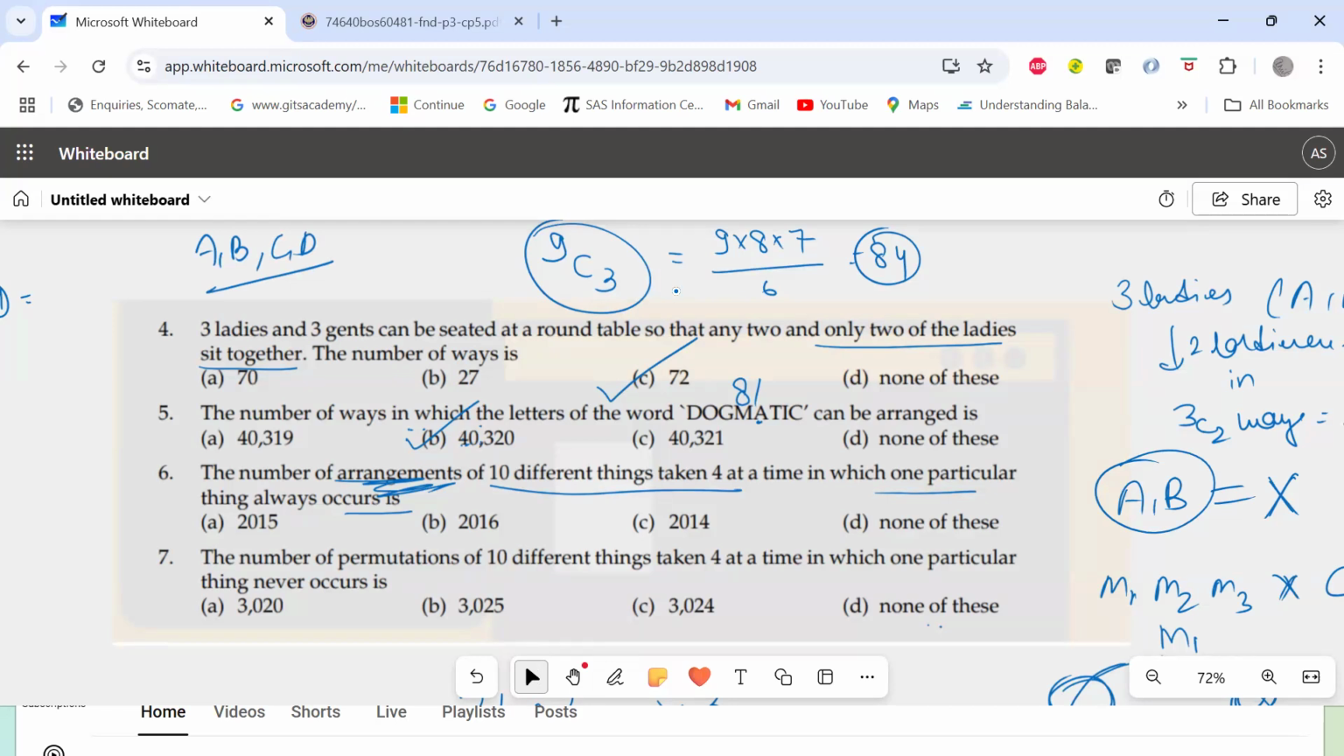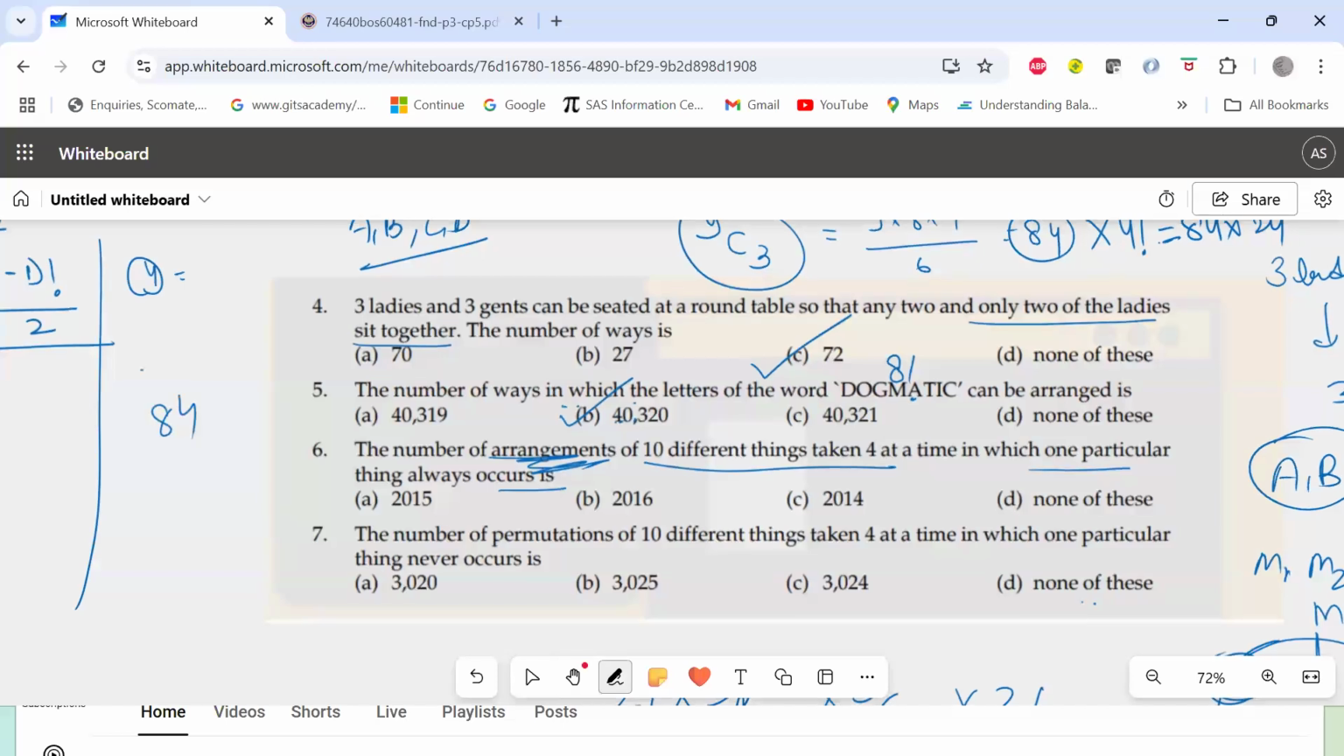So you've got the four things. Now these four things you can arrange in how many ways? 4 factorial ways, and 4 factorial is 24. So 84 into 24. Multiply 84 into 24. 24 fours is 96, and 96 twos is 192. And this would be 2016. The answer is option B.